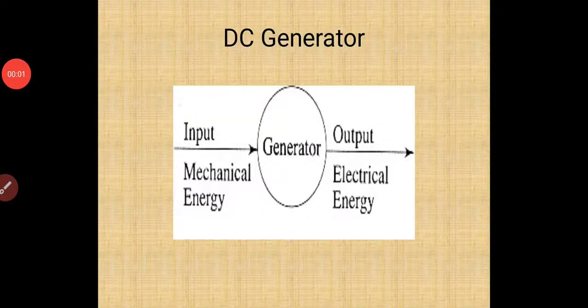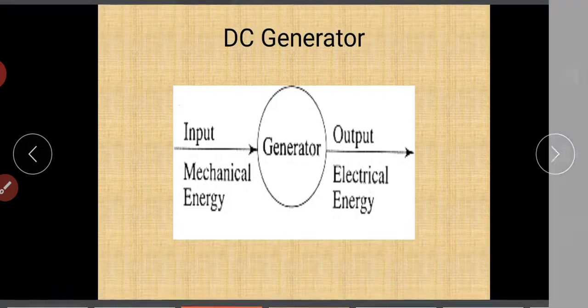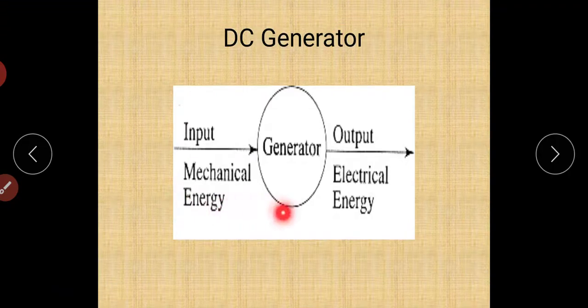Okay, now I would like to explain about the construction of DC generator. So first one, DC generator. A DC generator is an electrical device which converts mechanical energy into DC electrical energy. This is the generator symbol. In this case the input energy is mechanical energy and finally the output is DC electrical energy.